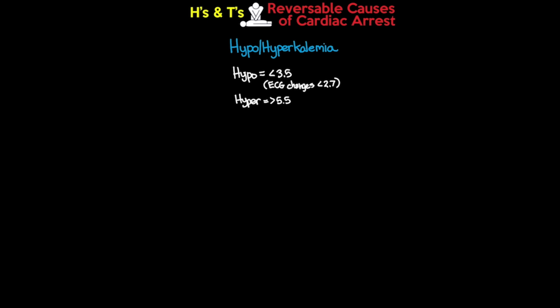Now, if we're dealing with a hypokalemia, some of the causes that we want to look at are going to be things like vomiting, diarrhea, or excessive use of diuretics. But in the case of hyperkalemia, we want to consider things like renal failure. Look and see, do they have a fistula or an HD line? This can be a really good indication, and you probably want to consider hyperkalemia here.